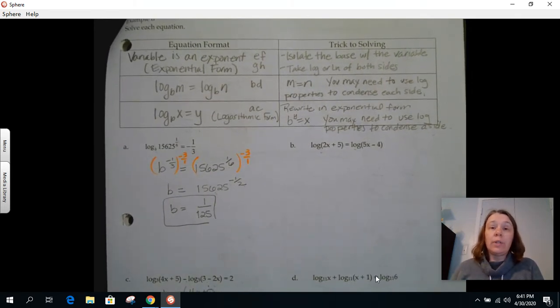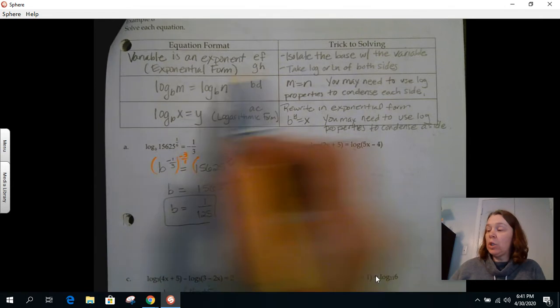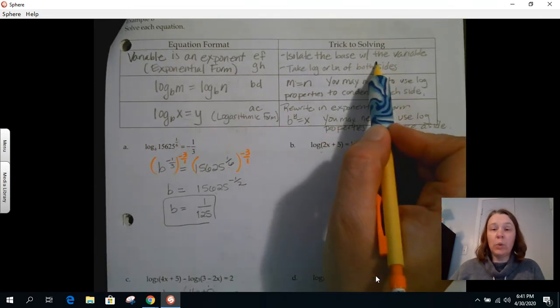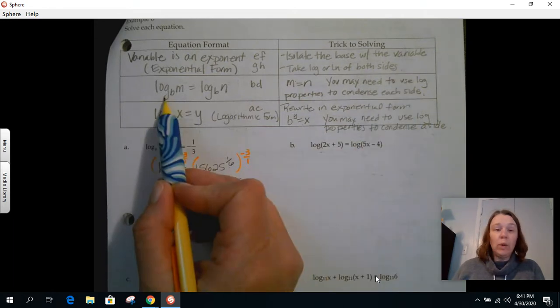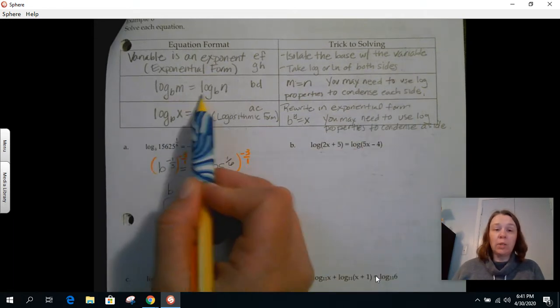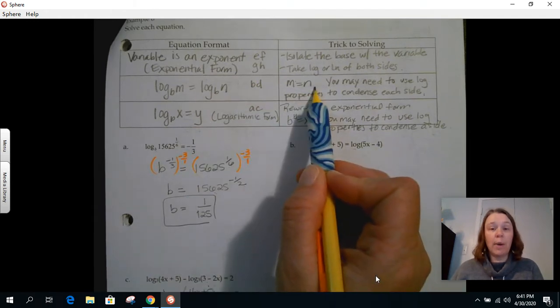All right, so if this is the first video of these three that you're watching, I'm just going to go over the three different types. When you're solving an equation involving logarithms, it could be one of three types. It could be an exponential form, where the variable is an exponent, in which case you want to get the base with the variable alone and then take the log or natural log of both sides. It could be where you have log base b of something equals log base b of something, and we're going to set those two somethings equal to each other. That's what we're going to talk about in this video.